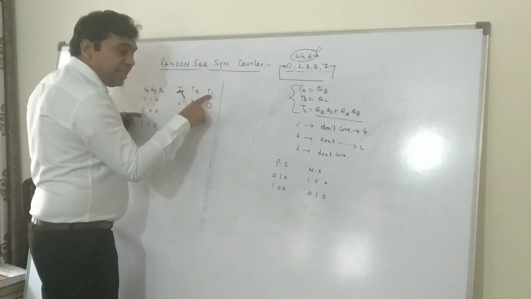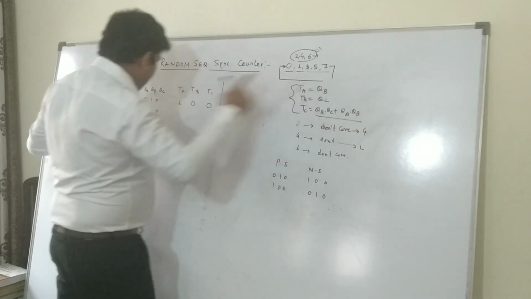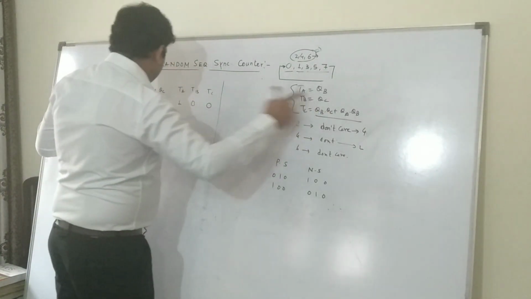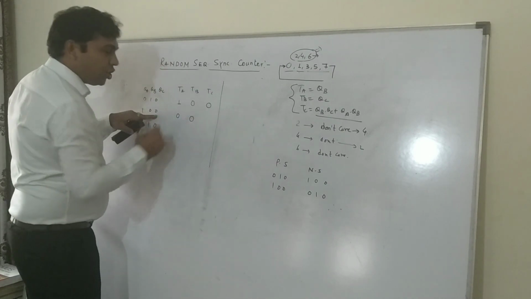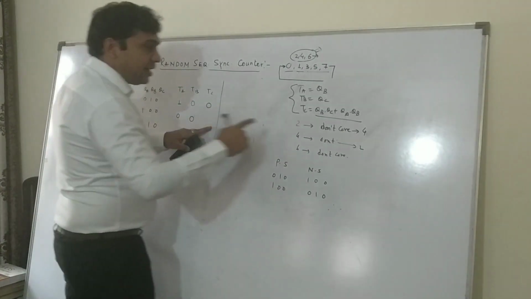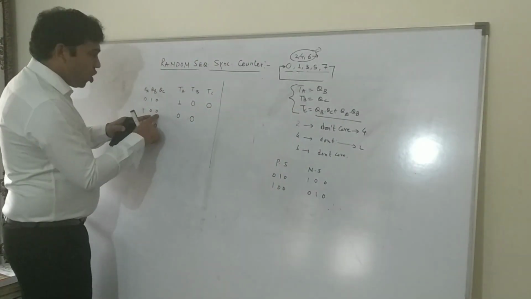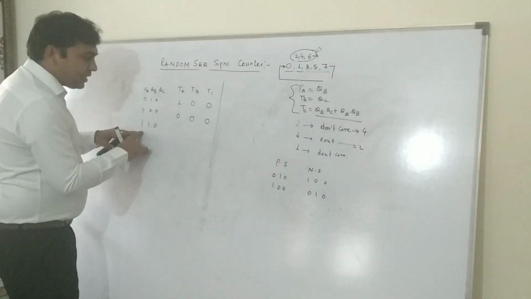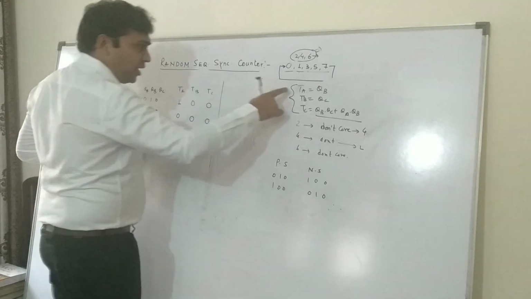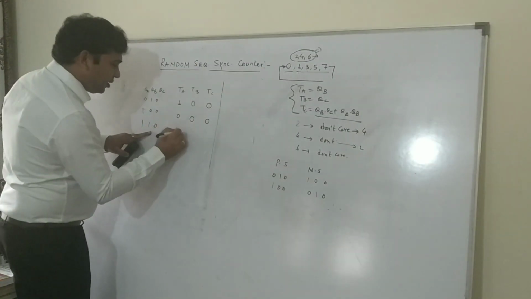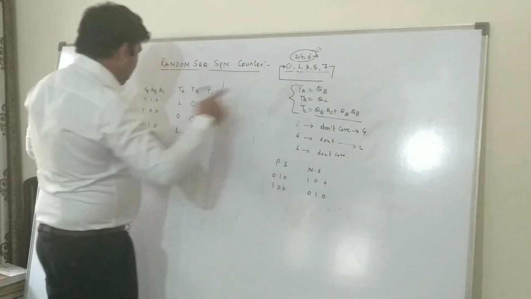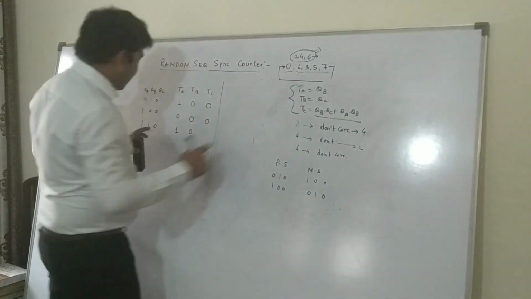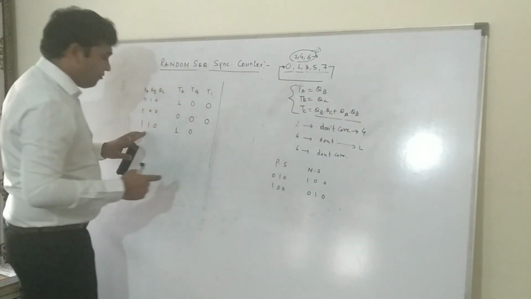what will be the TA, TB, TC? So TA is always Qb, and what is the Qb here? Qb is 0. What is the TB? TB is Qc, so Qc is 0 here. What is the TC? TC is Qb.Qc, meaning 0, and Qa.Qb, meaning 0, so it's a 0. If the present state is 110, TA is equal to Qb, meaning 1, TB is equal to Qc, meaning 0, and TC is Qb.Qc, meaning 0, Qa.Qb, meaning 1.